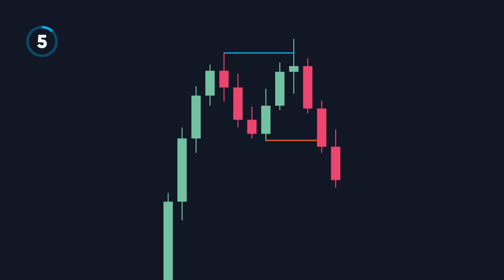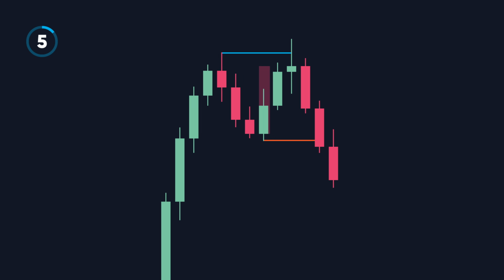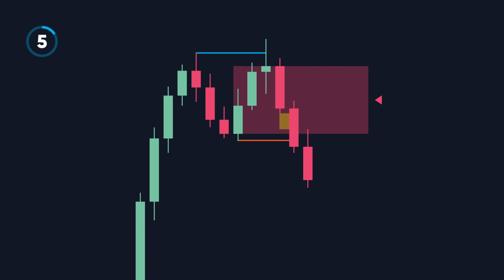And now, if you haven't noticed already, this market structure has actually created a bearish order block along with an overlapping bearish fair value gap. So that makes this our first example of a very high probability order block.